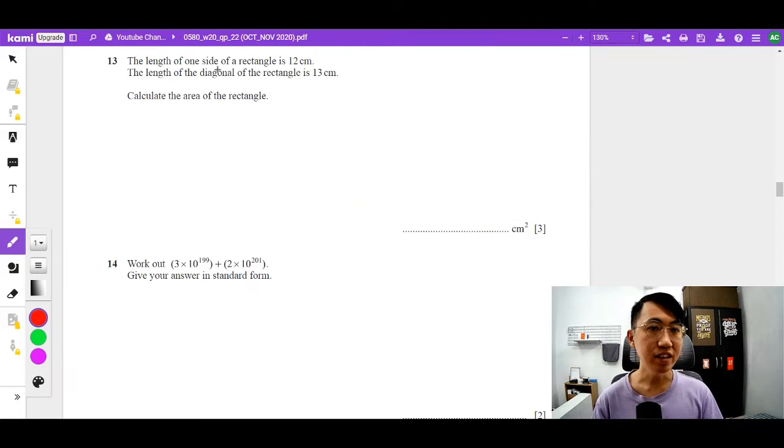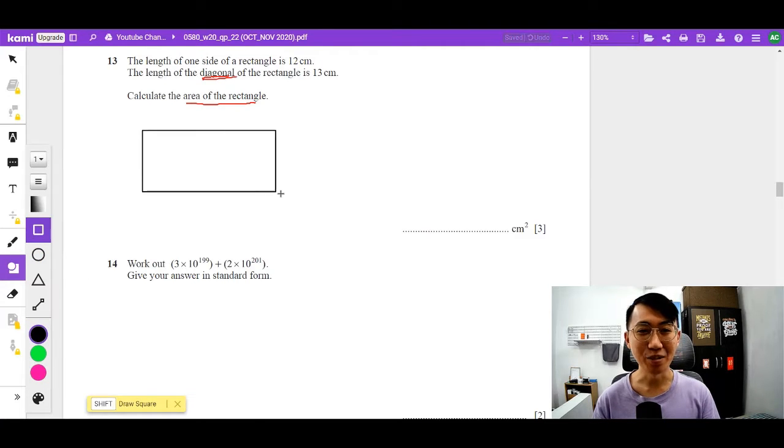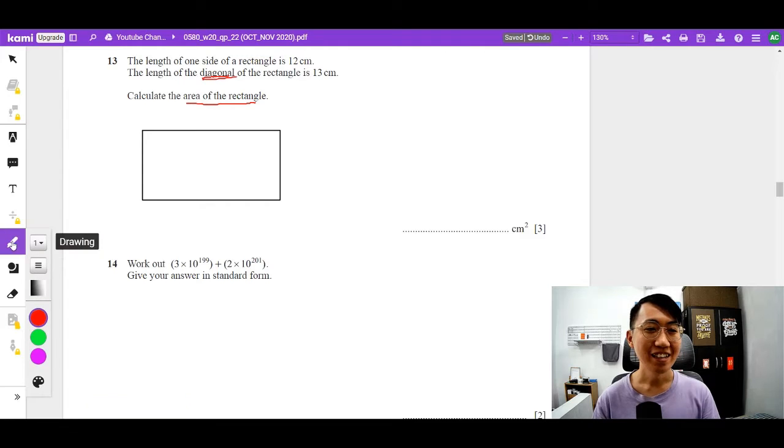The length of one side of a rectangle is 12 centimeter. The length of the diagonal of the rectangle is 13. Highlight this word, okay? Calculate the area of the rectangle. Alright, so when you do this kind of question, it's always important to sketch it out. Luckily, teacher got a tool over here, so teacher cannot blame, lousy rectangle, right? Okay, so we already drew the rectangle over there. I think this is going to be the 12 centimeter side.